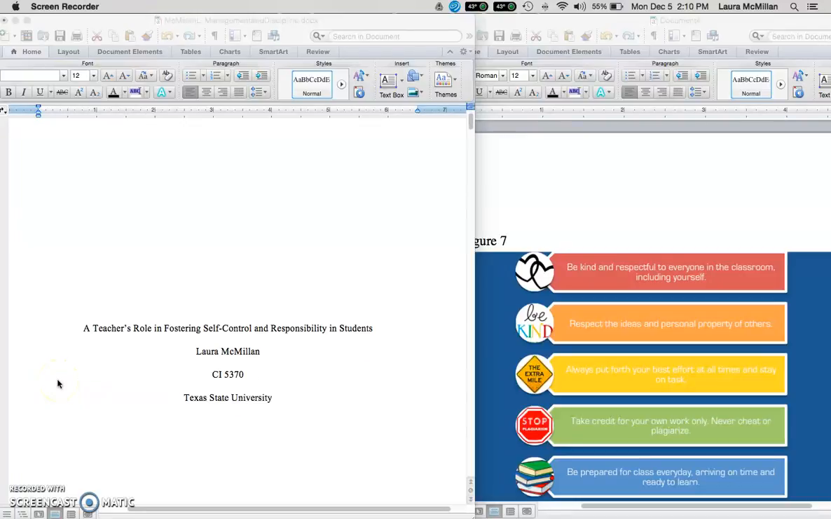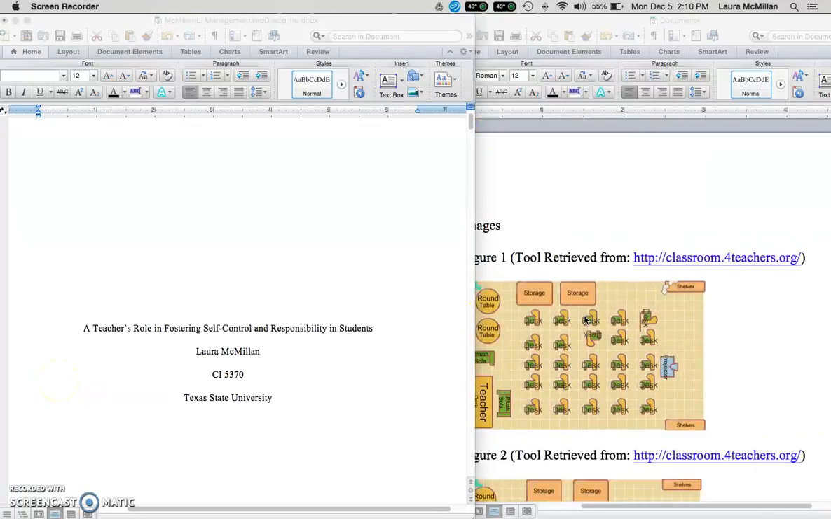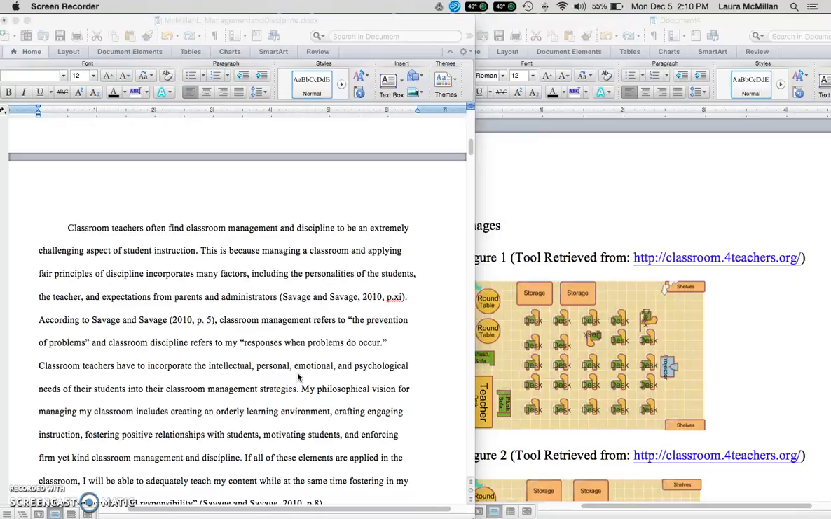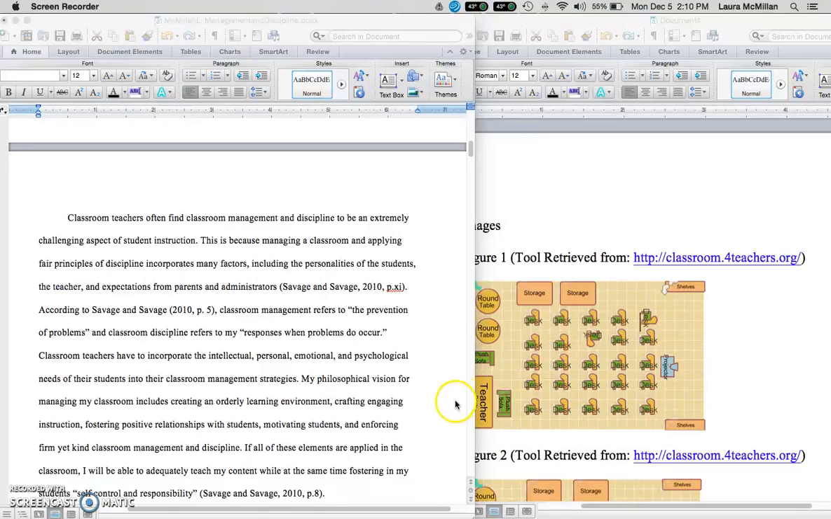This is Laura McMillan, and this is my paper, A Teacher's Role in Fostering Self-Control and Responsibility in Students. I have my paper pulled up here on the left and my images that are going to be on the right. Classroom teachers often find classroom management and discipline to be an extremely challenging aspect of student instruction.